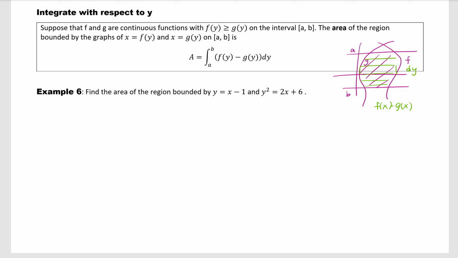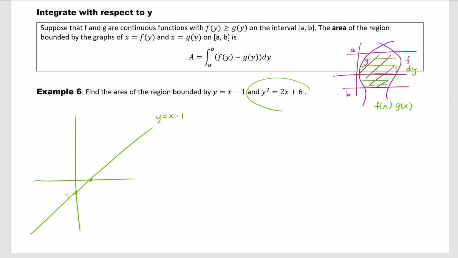Okay, so let's graph them. The first one is easy. y equals x minus 1. We know it's a line. So let's plug in some numbers. Two points can fix the line, right? So we plug in x is 0. We get minus 1. So that's one point. We plug in 1. We get y is 0. So this is the line y equals x minus 1.